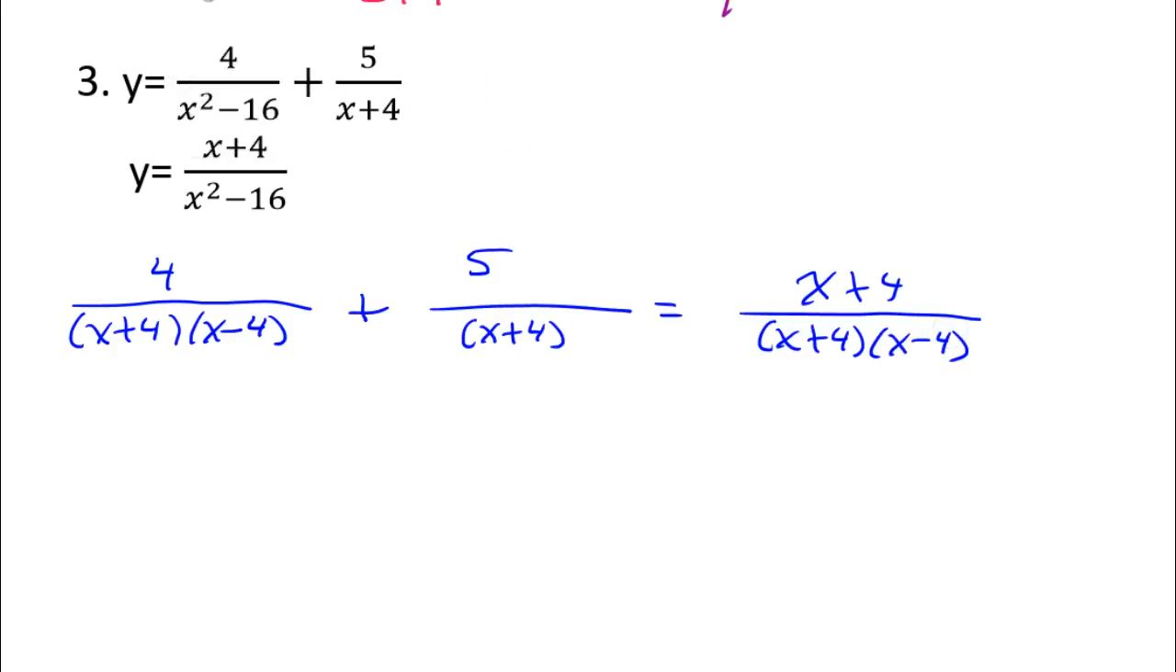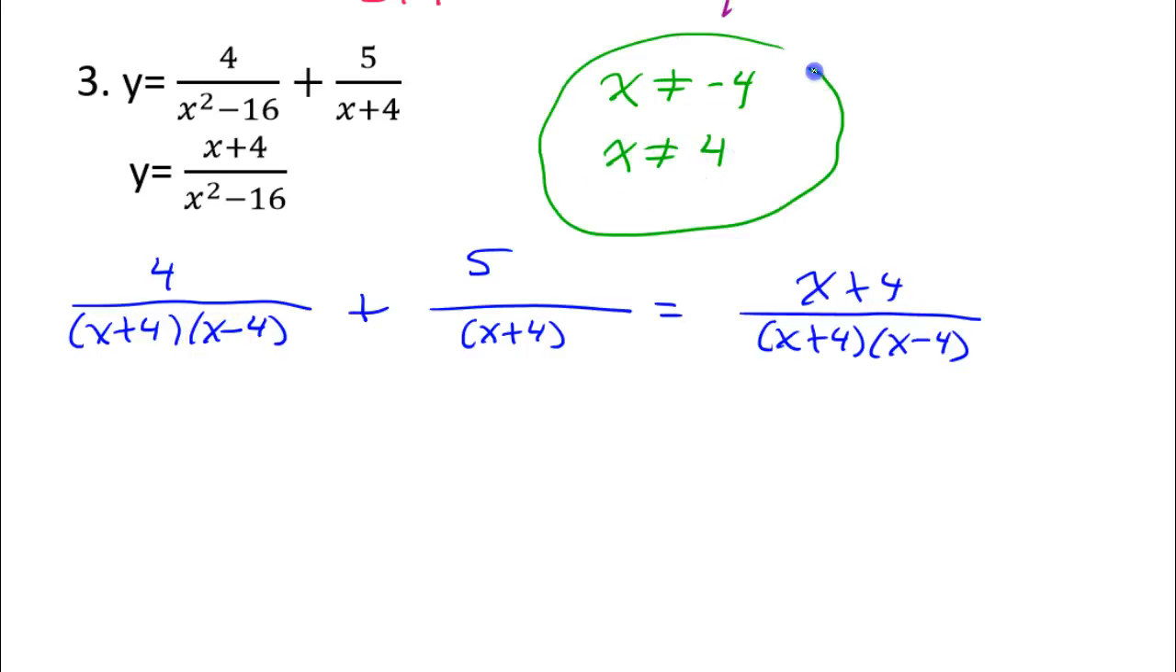Now is a good time to say the excluded values. X cannot equal, looking at the x plus 4, x cannot equal negative 4. Looking at the x minus 4, x cannot equal positive 4. Okay, so let's make sure that none of our solutions turn out to be either of these.